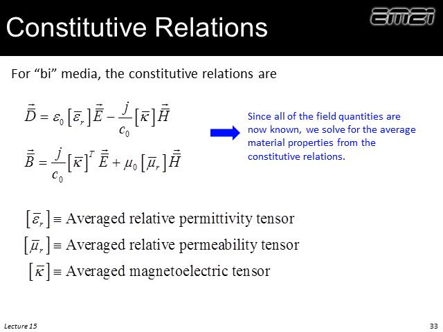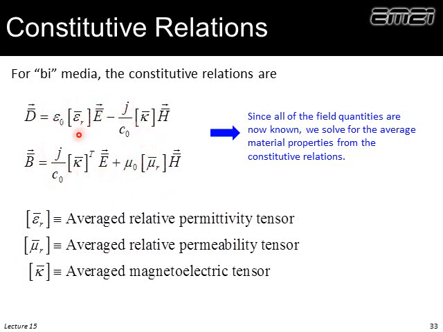Now we look at our constitutive relations. To make this work, we really need to generalize this to general bi-media. That means bi-isotropic and bi-anisotropic. And so here are those modified constitutive relations for bi-isotropic, bi-anisotropic materials.